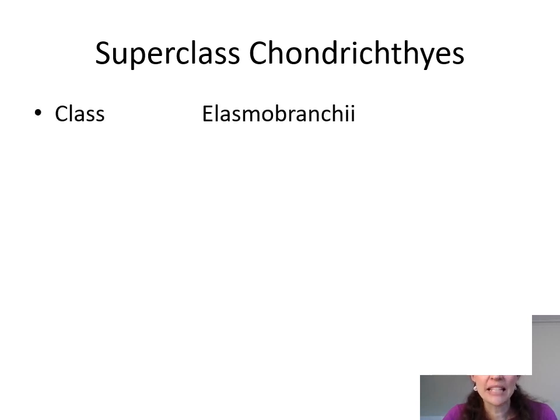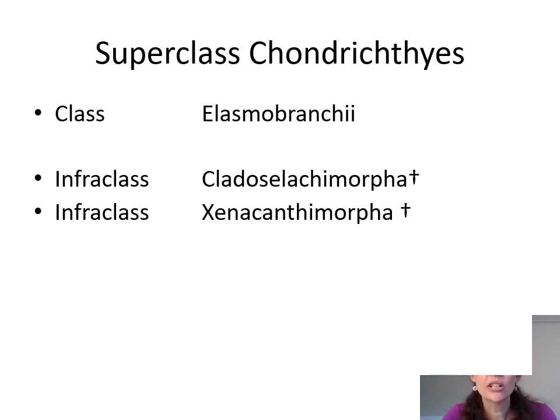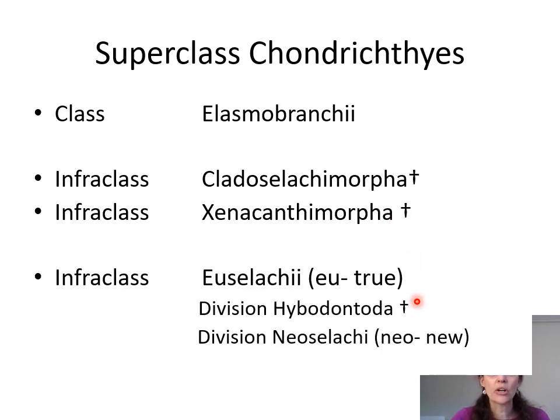We've looked at some of these infraclasses already. We looked at the Cladoselachimorpha and the infraclass Xenacanthimorpha in the previous lecture. Those are both extinct. These make up our cladodonts. And then we started looking at the infraclass Euselachii, "eu" being true. These are our true sharks. We discussed the hybodont division. These are the extinct sharks that we looked at in the previous lecture. And now we're going to be looking at the Neoselachii. These are the new sharks.